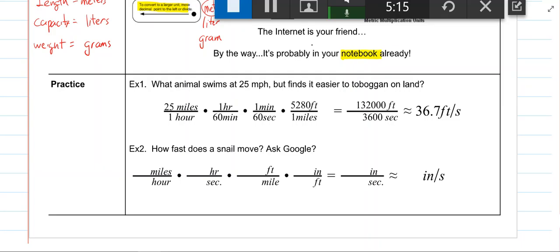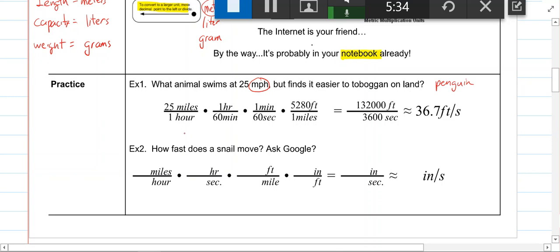What animal swims at 25 miles per hour? That's our rate, but finds it easier to toboggan on land. So it is a penguin, if you did not know. And let's take a look at this. How does this work? Well, 25 miles per hour. We wrote right here 25 miles per, here's the line in the middle, that's the per hour.